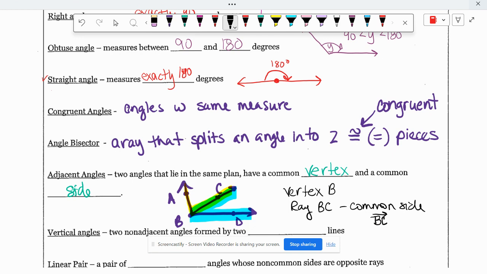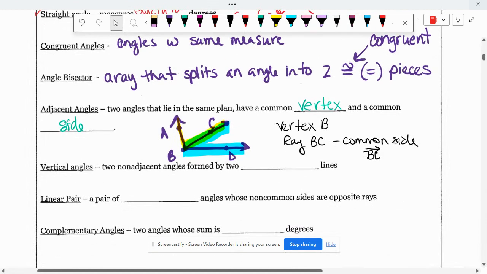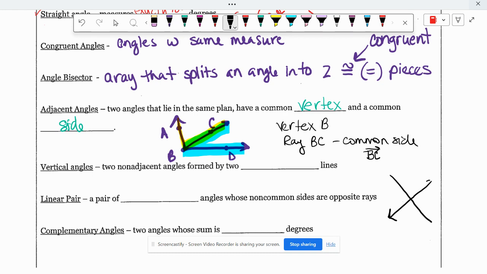And just so you know, this is how we name a ray. Vertical angles are two non-adjacent angles. So I'm going to draw a picture of vertical angles right here. They're formed by two intersecting lines. There's something that we know about vertical angles. When we have vertical angles, the opposite angles have the same measure. Opposite angles are congruent to each other.